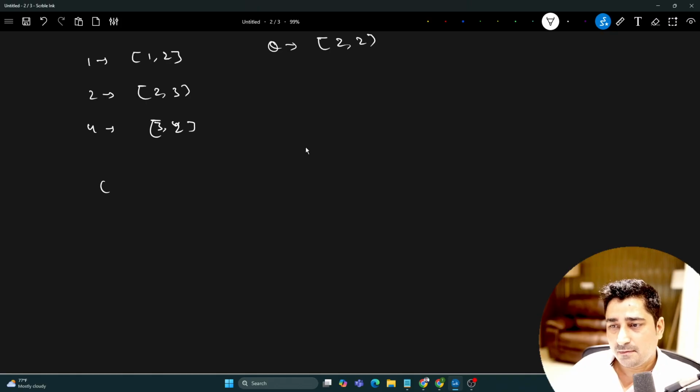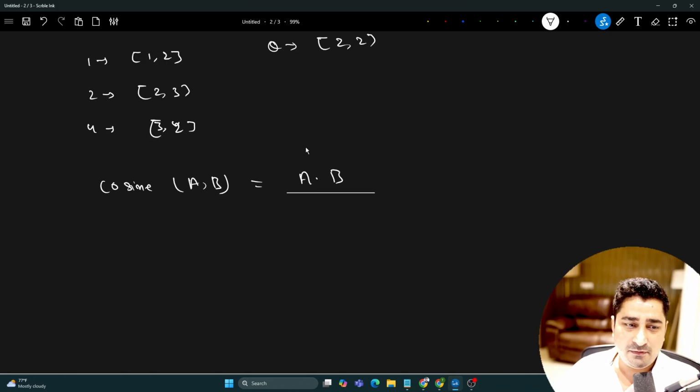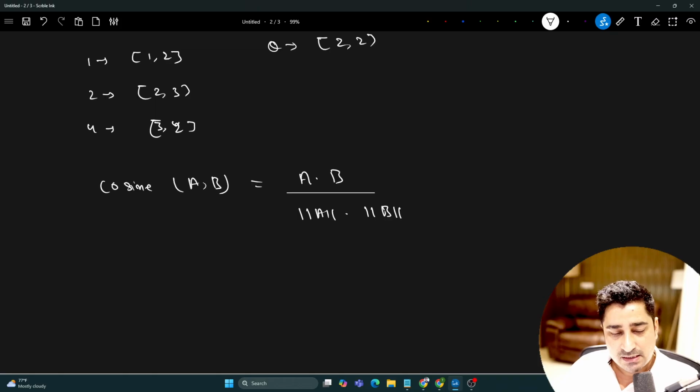Cosine similarity between two vectors a comma b is nothing but the dot product of a and b divided by the norm of a and b. Simple, right? This gives you the cosine for any two vectors. Now, why are we even calculating this cosine similarity? What is the meaning of cosine similarity? Let's try to understand that.